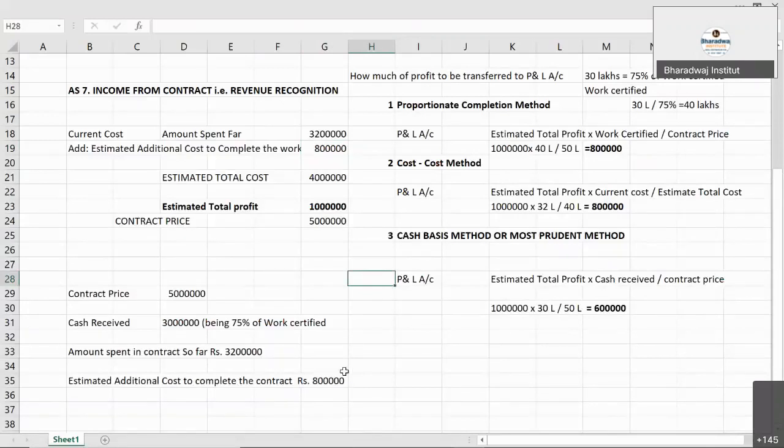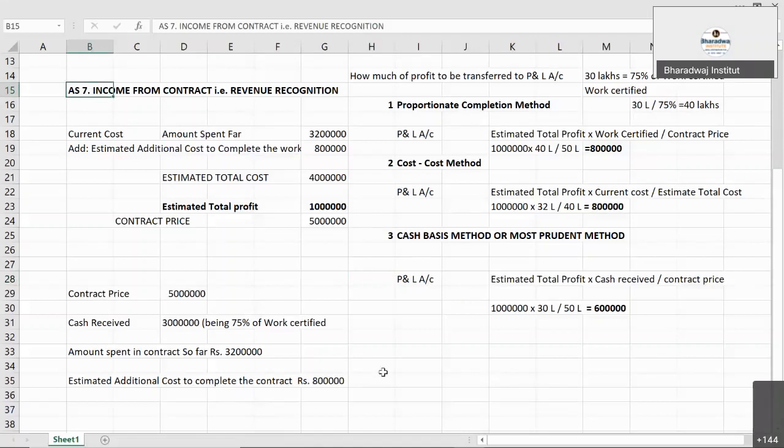Have you taken this up? Shall we proceed with this? AS7 is over. In AS7, what are the questions that can be tested? Number one, what type of cost is to be included or excluded? That is a theory question. Then they can ask you different methods of revenue recognition. Shall we move on to AS9?